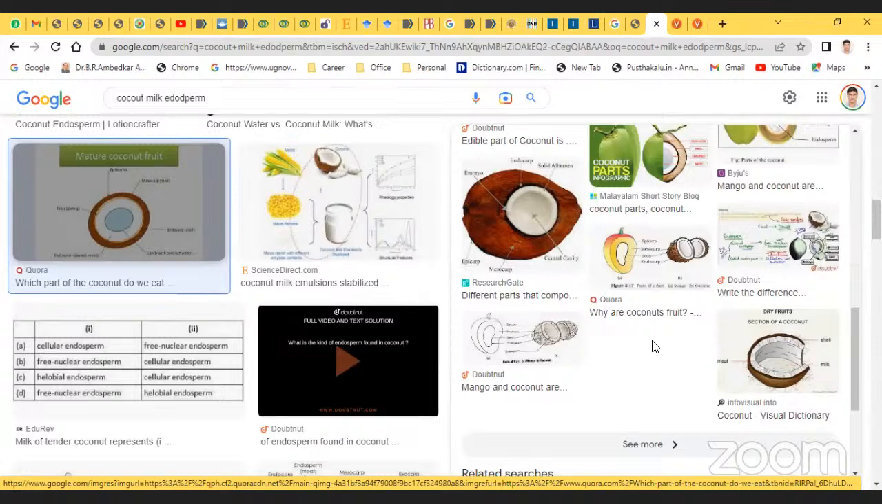So next class we will discuss the development of the embryo. How many topics remain? Once the development of the embryo is completed, next is apomixis. What is the meaning of apomixis? Any idea? Yes, anyone?